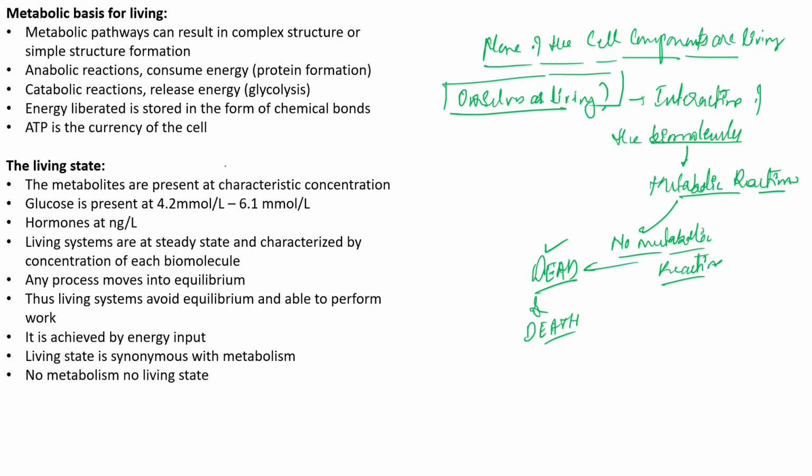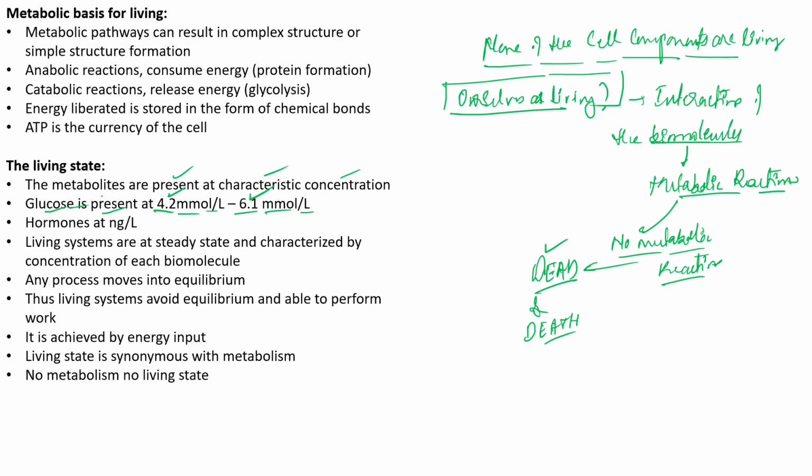The metabolites, as we have discussed, are present at a characteristic concentration. An example for this is glucose, right? Generally the concentration of glucose present in the blood is around 4.2 millimole per liter to 6.1 millimole per liter. So the minimum concentration is around 4.2, and the maximum concentration it can hit in the blood is around 6.1.